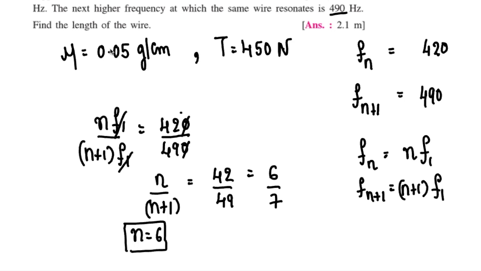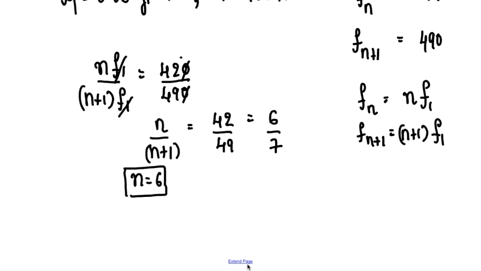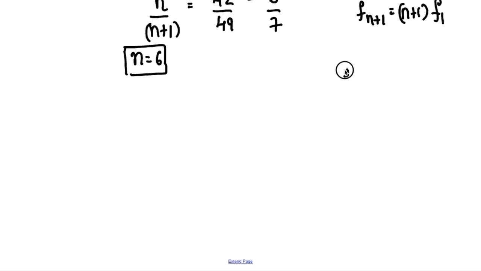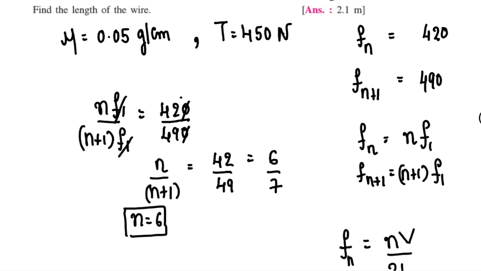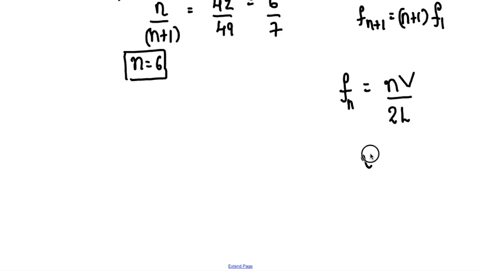Now what they have asked is to find the length of the wire. What is the relation between length and frequency? The relation is very clear. Fn is equal to nv by 2l, and this v is velocity. But here velocity is not given directly to us. We have to find it in terms of mu and T. It's a very simple relation that we have derived. Velocity was equal to root of tension upon mu.